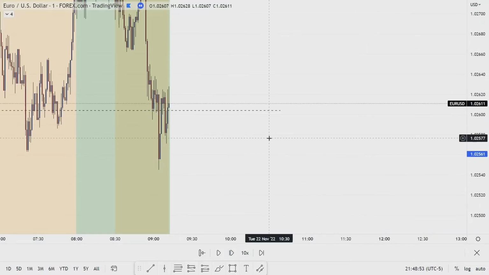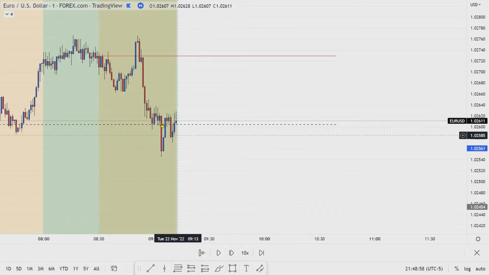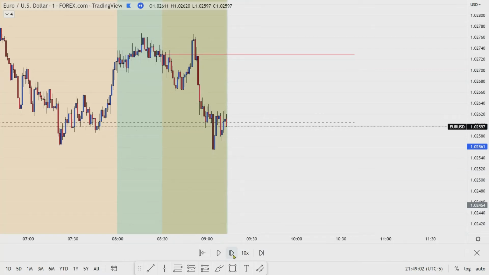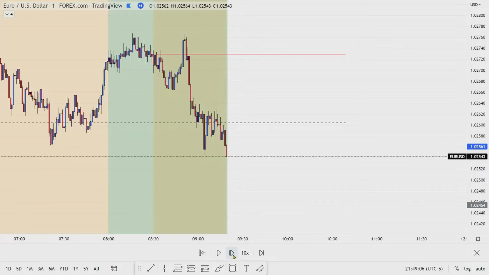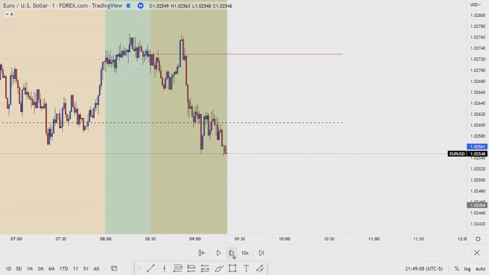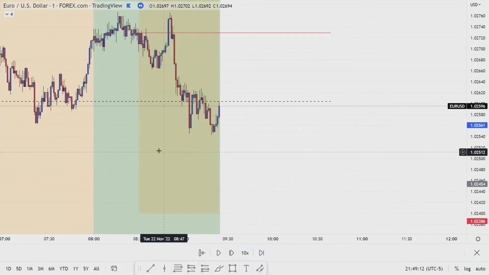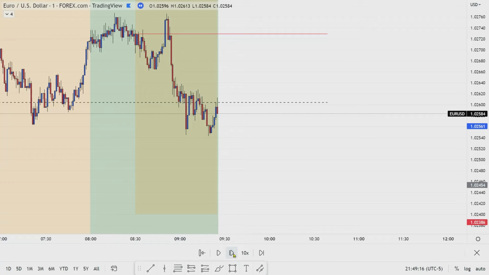All right, so right now I am on the 1 minute, and we can see that price is starting to consolidate here. And we're going to keep playing price. Right now we are between 8:30 opening and 9:30 opening.